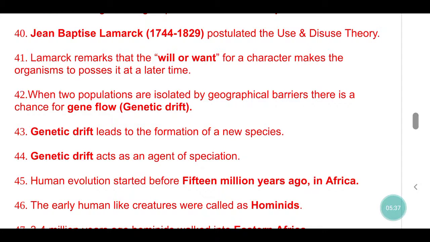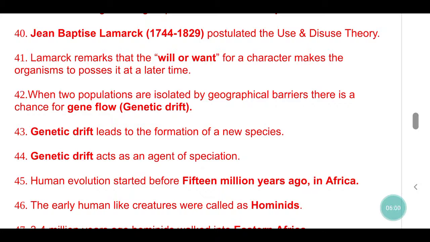Jean-Baptiste Lamarck, 1744 to 1829, postulated the use and disuse theory. Lamarck remarks that the will or want for a character makes the organisms to possess it at a later time.